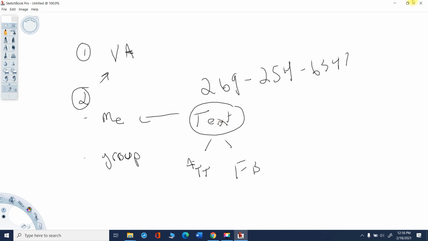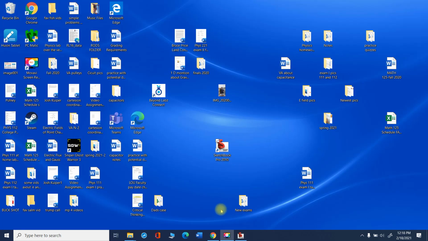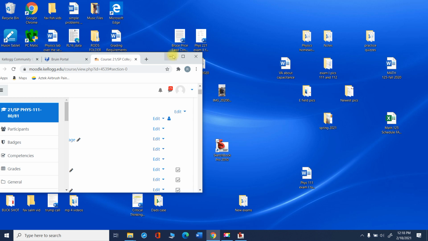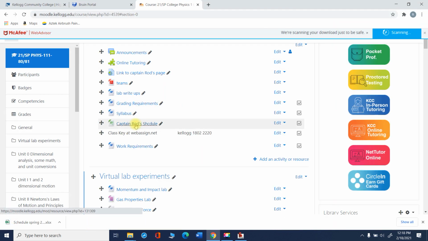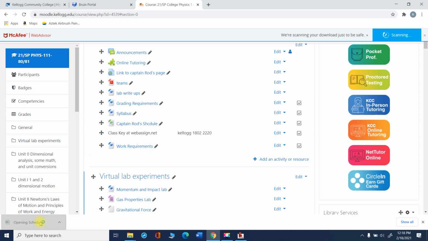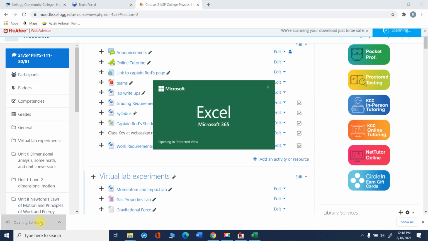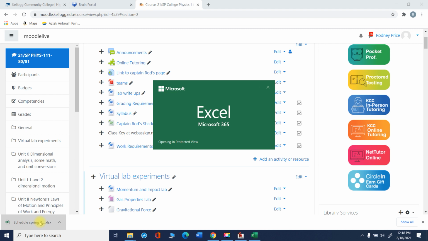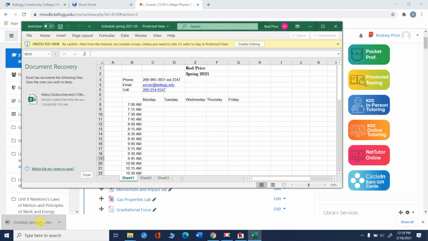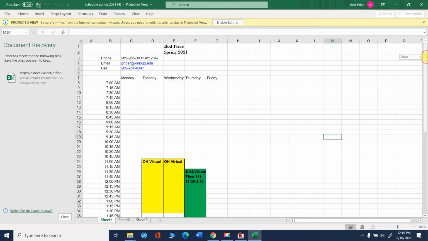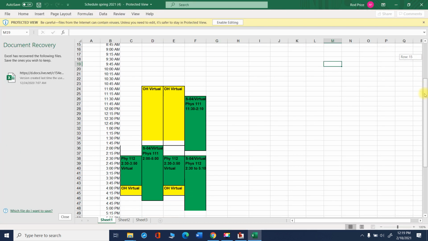So let me pull up my schedule here to show when to get help. So right here, Captain Rod's work schedule. Let's take a look at that. Come on. I don't know why my computer's acting up here. I think I'll give it a scan here in a few minutes. But anyway, all right, so here's my schedule, and this is designed so that you have a good idea of how to get a hold of me.